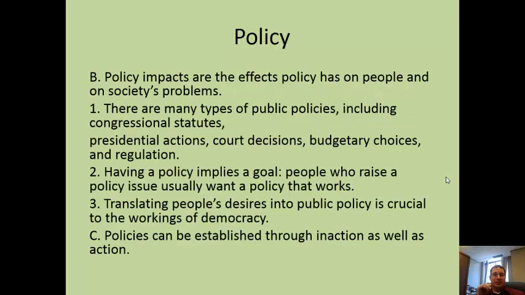So we talked a little bit about this. What are policies and where do they come from? Well, for instance, congressional statutes. There's a U.S. Code, and you have Iowa Code, South Dakota's code, Nebraska Revised Statutes. Each state has its own set of laws, right?